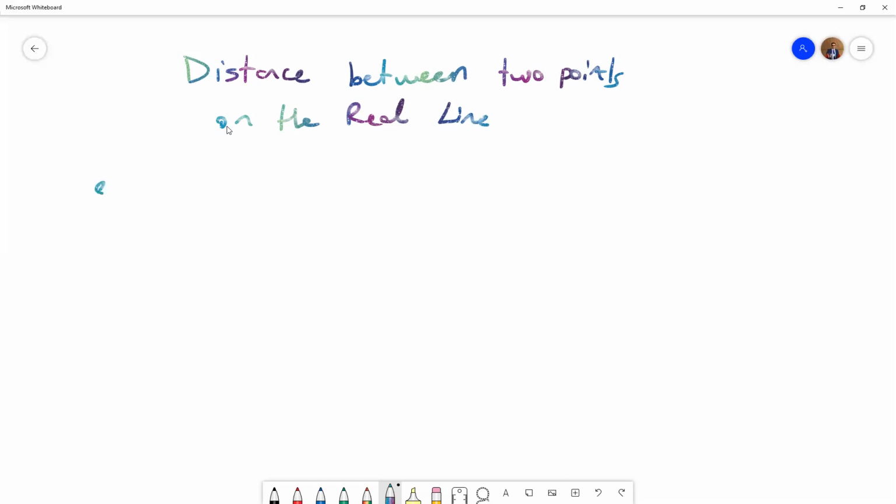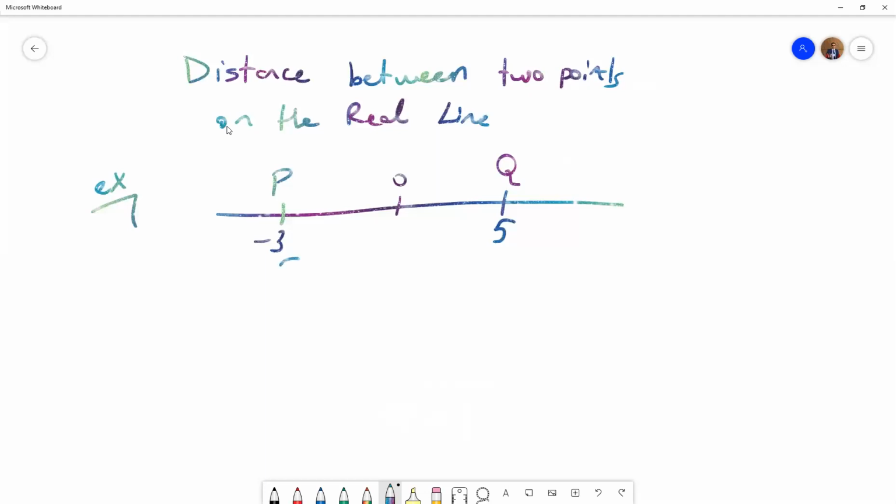Let's say it by an example. Here we have 2 points, P and Q. So let's say 0 is here, and here is -3, and here is 5. So let's find the distance here. You see it is 8. The distance is 8.